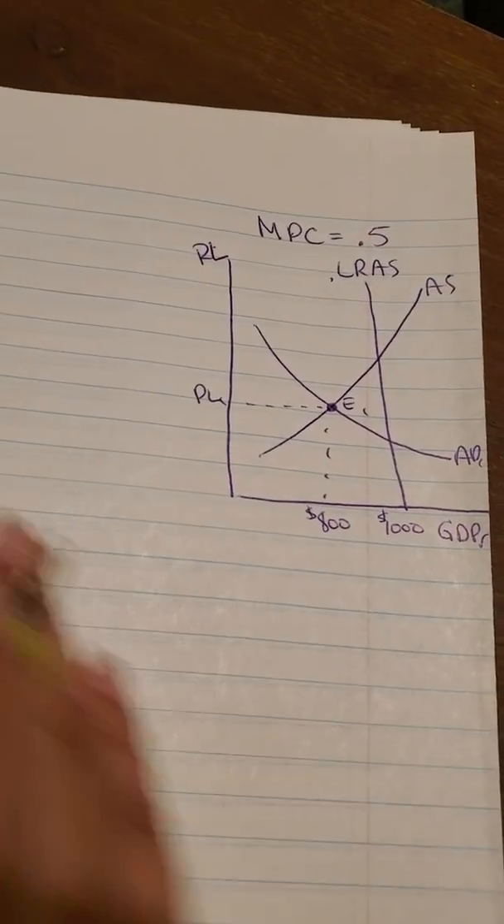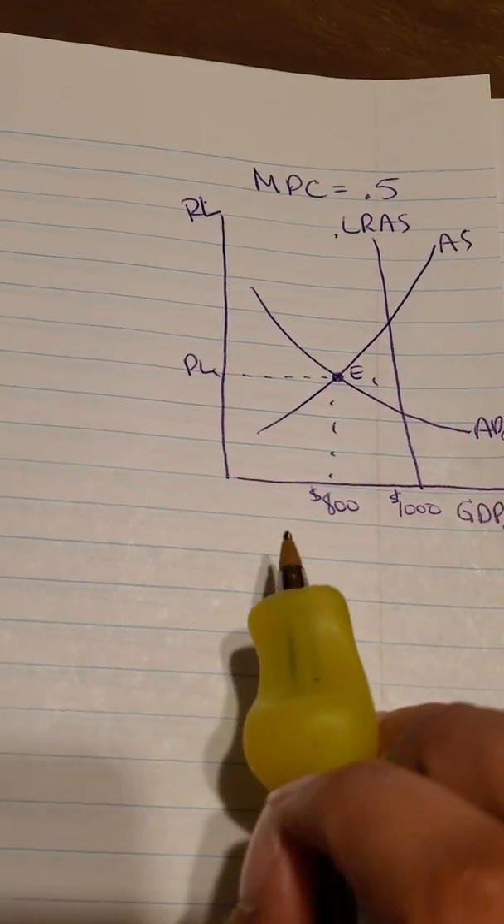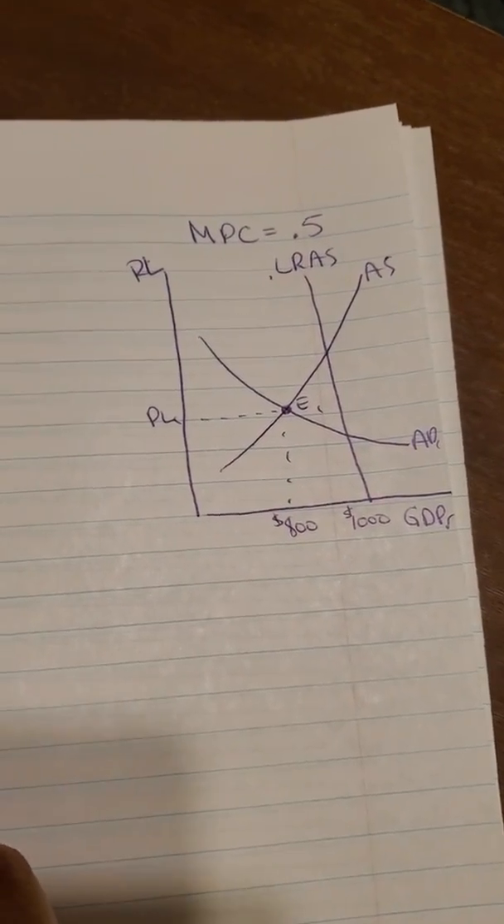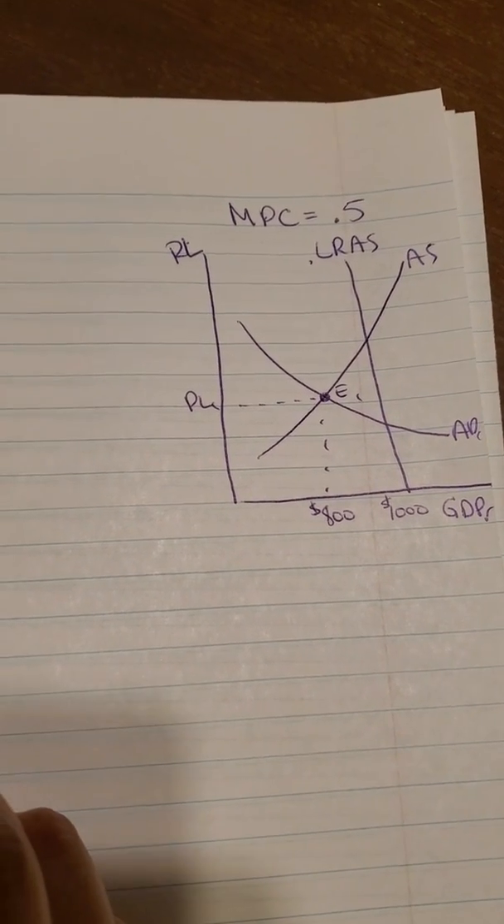Okay, and last one. All right, so MPC of 0.5. We are at 800 and we need to be at 1,000. All right, first question. Again, remember you can pause and try and solve this yourself, or I go over it. Just make sure you're doing everything right.